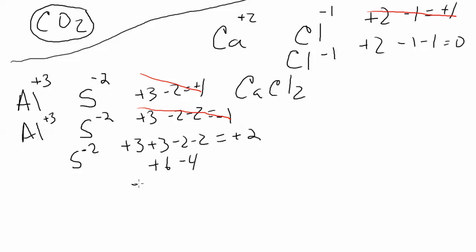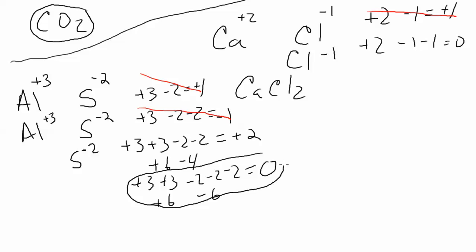So now we have plus 3, minus 2, minus 2, minus 2. And that finally gives us 0. This is plus 6, and this is minus 6. So we finally got the oxidation that we wanted there. So that means that the formula, let's see, we've got 2 aluminums, so Al2, and we've got 3 sulfurs, so S3.